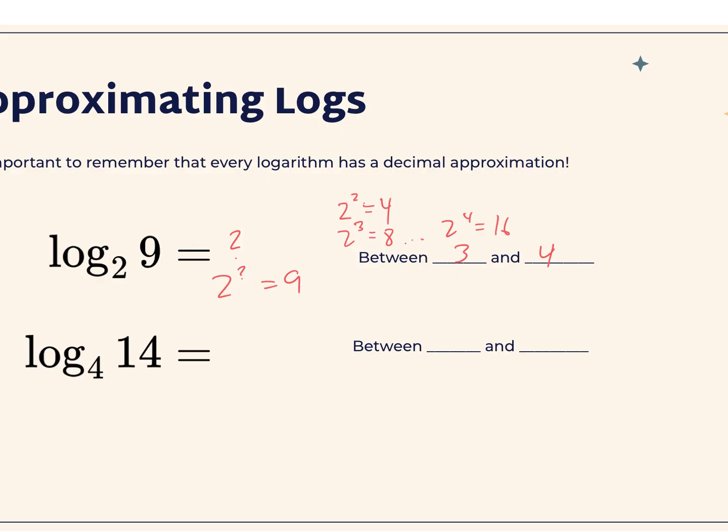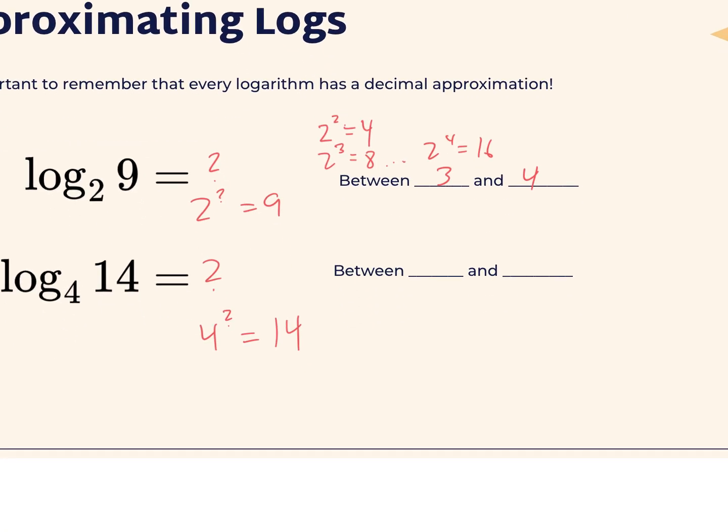Similarly with log base 4 of 14, I don't know what this is, but I can consider that 4 to an unknown is 14, okay? So if 4 to the unknown is 14, well, let's think about this, because 4 to the first power is 4, 4 to the second power is 16, so I know my question mark, or my unknown, will be between 1 and 2. So it's going to be 1 point something, just like the previous one was 3 point something.